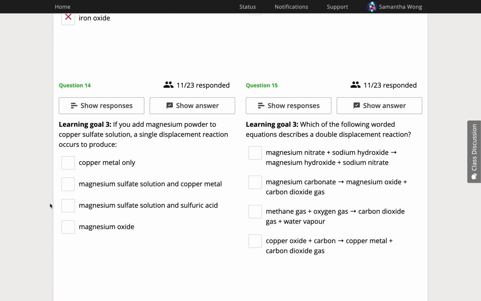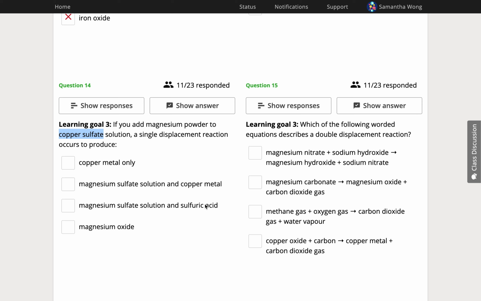Moving on to question 14. If you add magnesium powder to copper sulfate, a single displacement reaction occurs to produce some of these four options. Now, we know we have magnesium powder. We know we have copper sulfate. As a result, because it's not a combination reaction, we know our final product cannot only be one compound. So that automatically rules out option A and option D. And we're left with two options here.